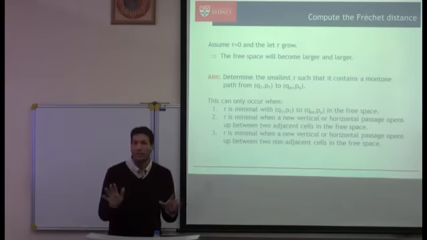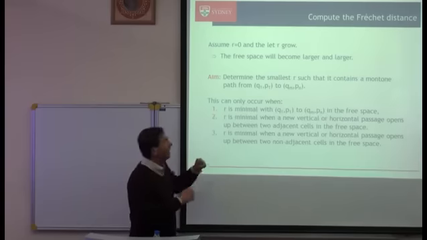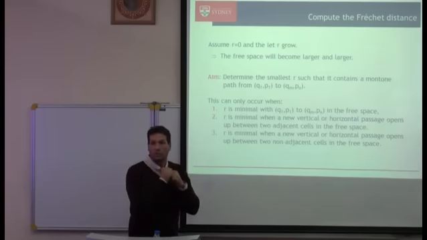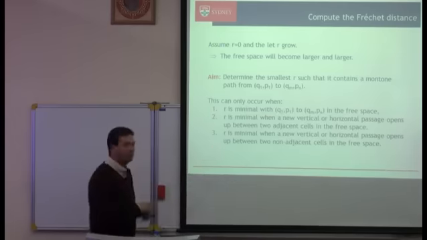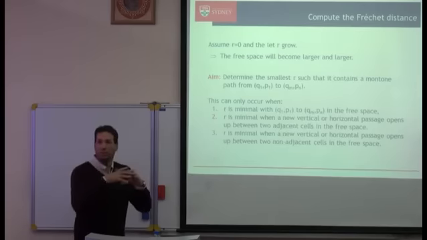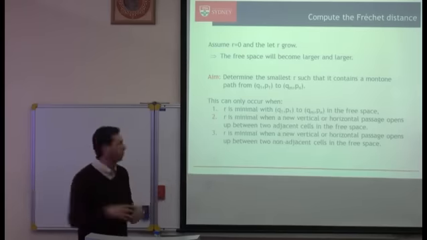Assume that I set the Fréchet distance to be 0, right? And now I start to grow this radius, this distance. So this is like I take this ball and I start to make it bigger and bigger and bigger. That means that the white space in my free space will become bigger and bigger. It will take up more and more of my free space.